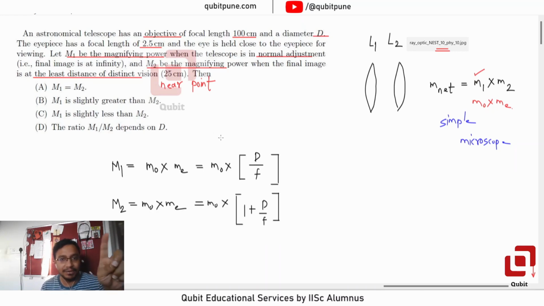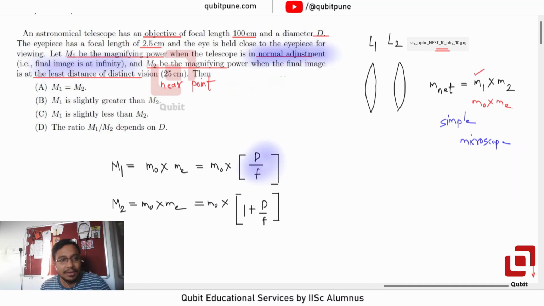m1 in the first case, normal adjustment, final image at infinity, it is m0 into d by f. But when it comes to m2, magnifying power when the final image is at the least distance of distinct vision, it will be 1 plus d by f, and we have derived these expressions in theory if you remember, right? Okay, let me use appropriate colors. Normal adjustment, final image at infinity, d by f.